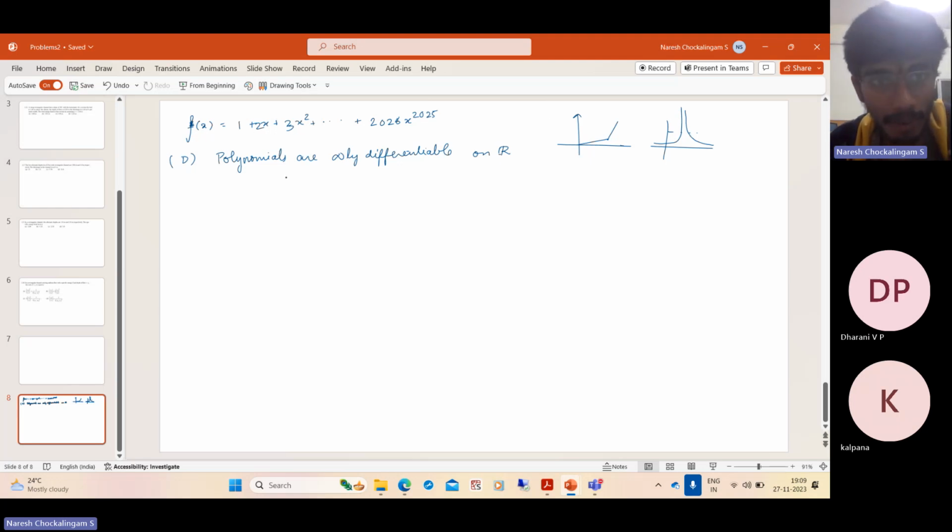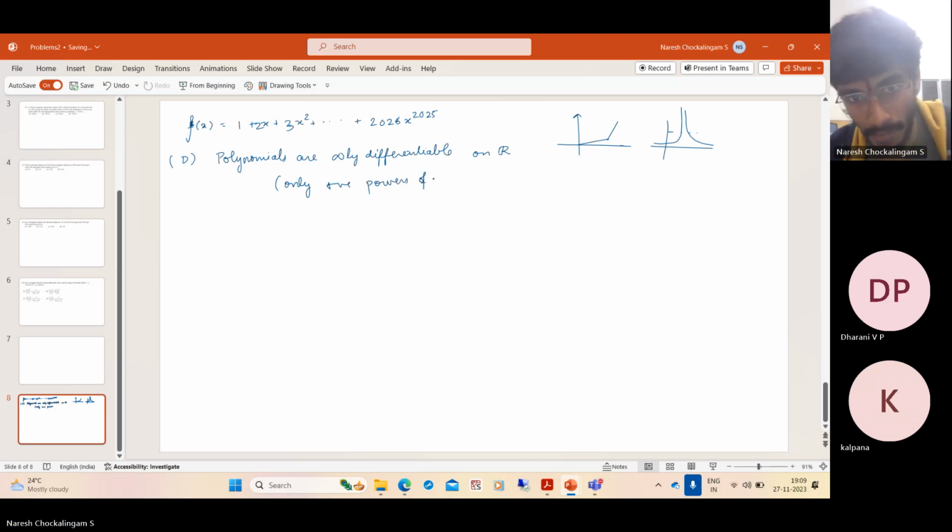It has only positive powers of x. And when you have positive powers of x, for any finite value of x, this is a real number and it is continuous. It is differentiable everywhere. If it is differentiable, it is obviously continuous. You don't have any break. So option D is obviously wrong.